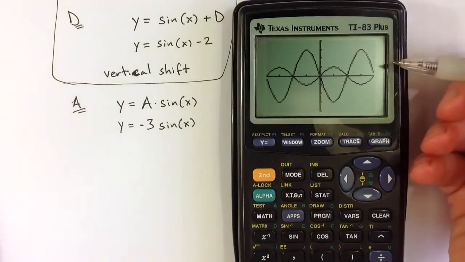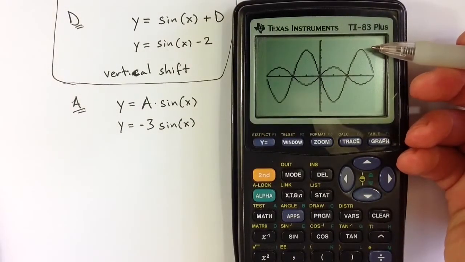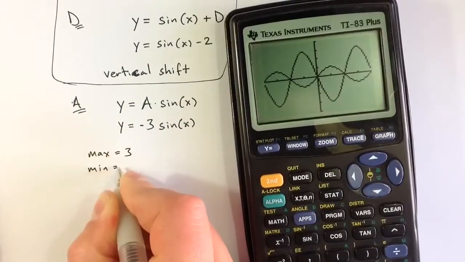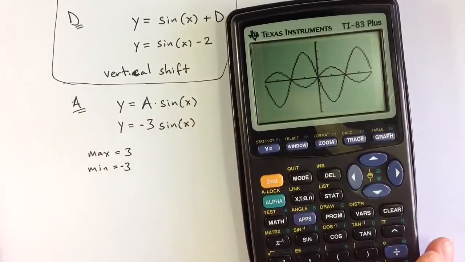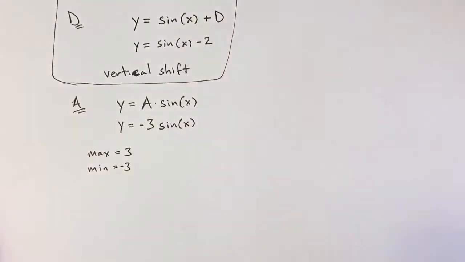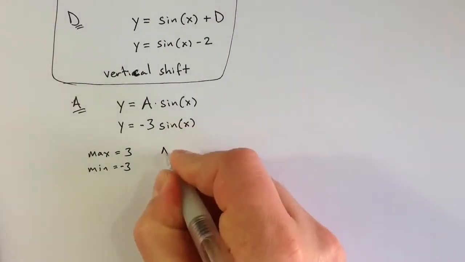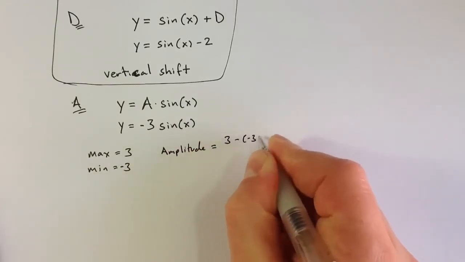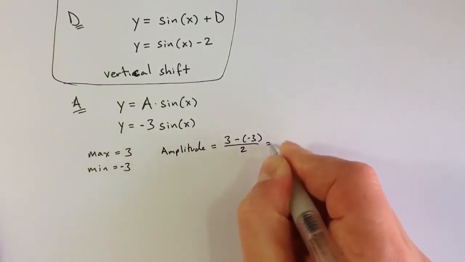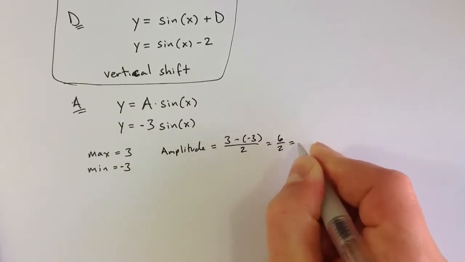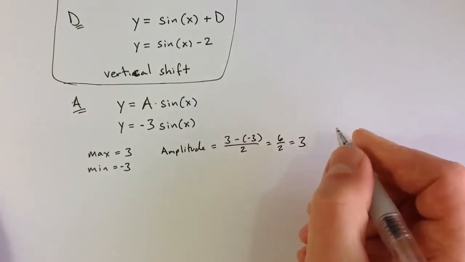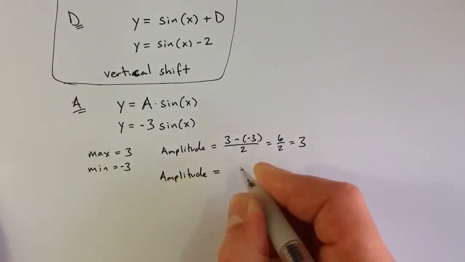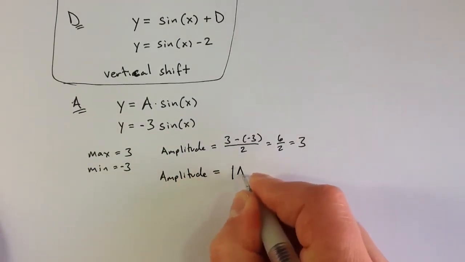One of the characteristics that we've talked about has definitely changed here. The maximum is now at 3, and the minimum is at -3, and that causes the amplitude to change. In this new picture, the amplitude is 3 minus -3 divided by 2, which is 6 divided by 2, equal to 3. It turns out in general the amplitude of a transformed function is always going to be the absolute value of a.